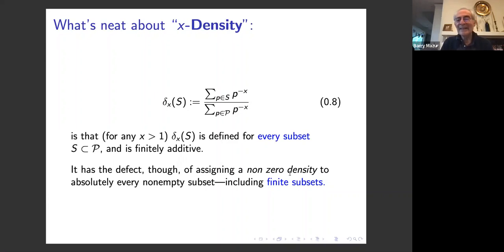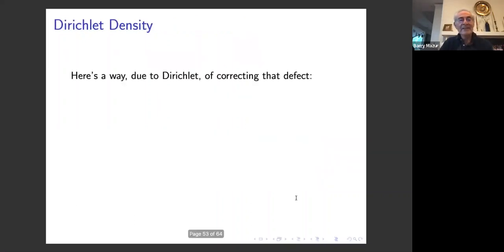It assigns a non-zero density to absolutely every non-empty subset, including finite subsets. So any non-empty finite subset has a non-zero x density, which is surprising, or annoying rather than surprising, I should say. But here's a way that Dirichlet used to correct that defect.